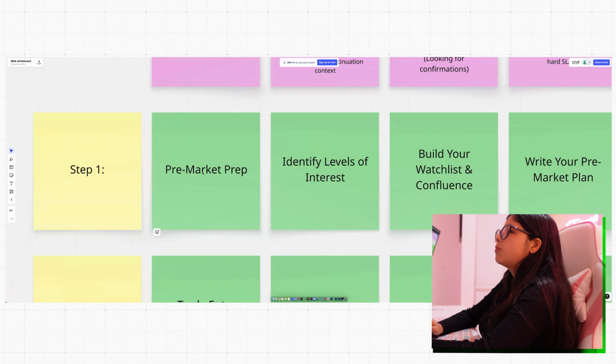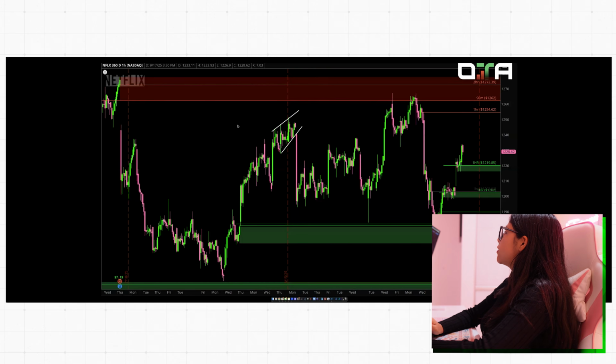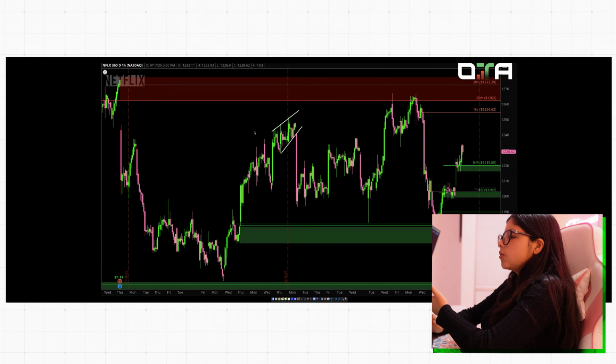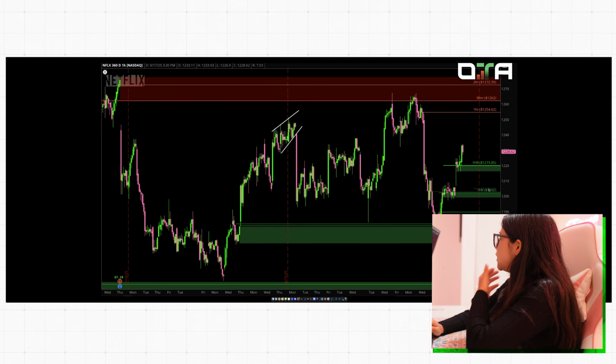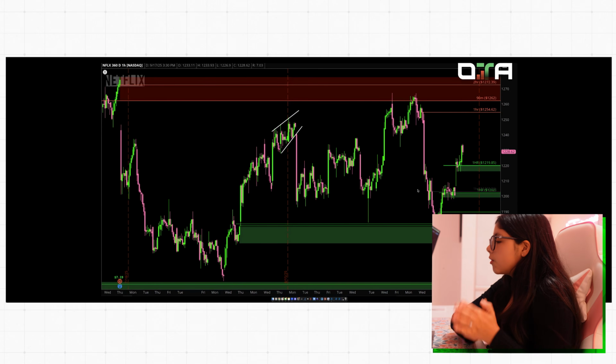So like I said, step 1 is pre-market prep. So first it's identifying your supply and demand zones. So let's come back here. So first, we focus on high time frame first. So for day trading, usually I start on the 4-hour chart. You also see I do mark daily zones sometimes. So you could start on a daily time frame, then go to the 4 hour.